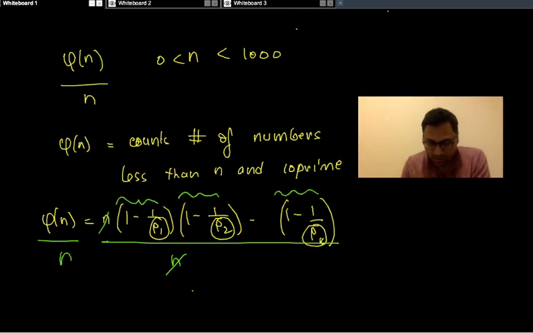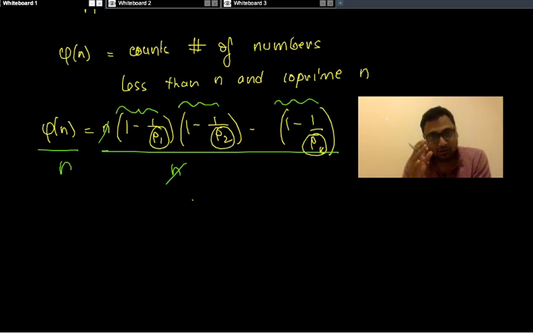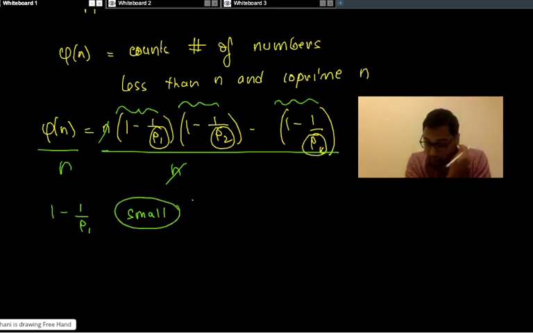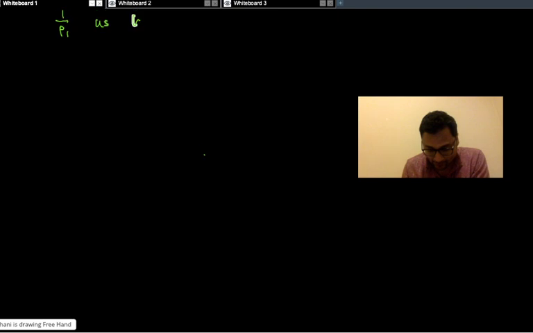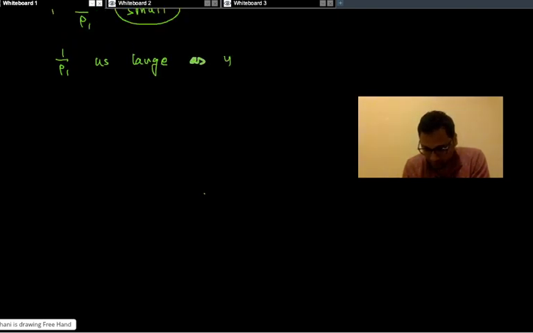Now, what about this? How would you minimize the value of (1 minus 1 over p1), (1 minus 1 over p2), up to (1 minus 1 over pk)? If you want to make 1 minus 1 over p1 small, you better make 1 over p1 as large as you can.